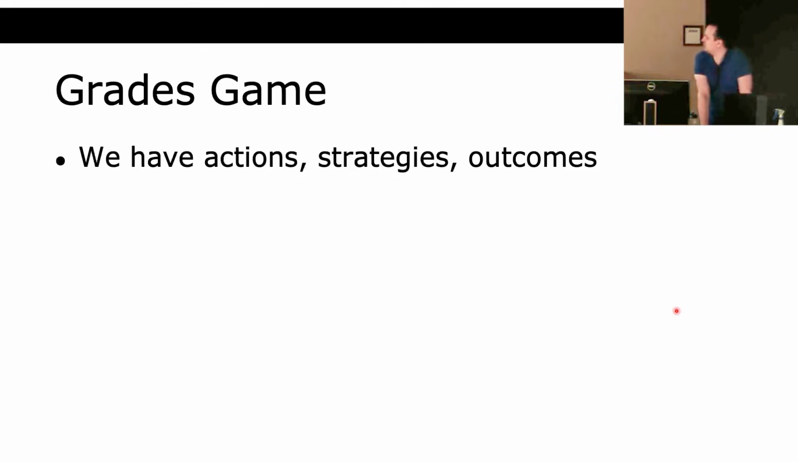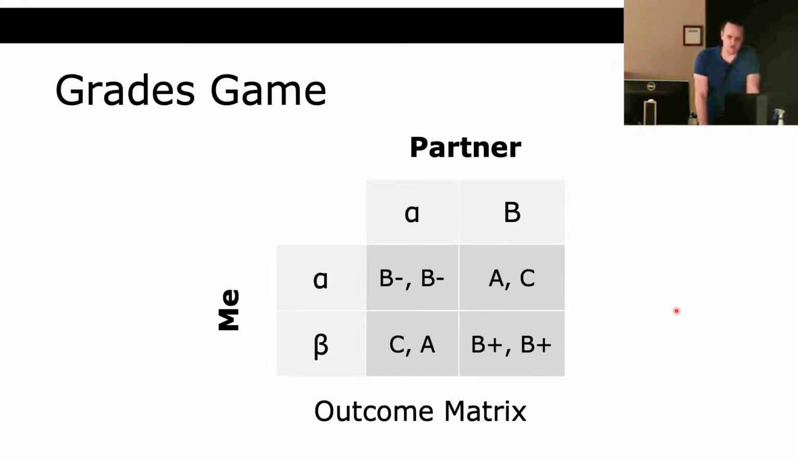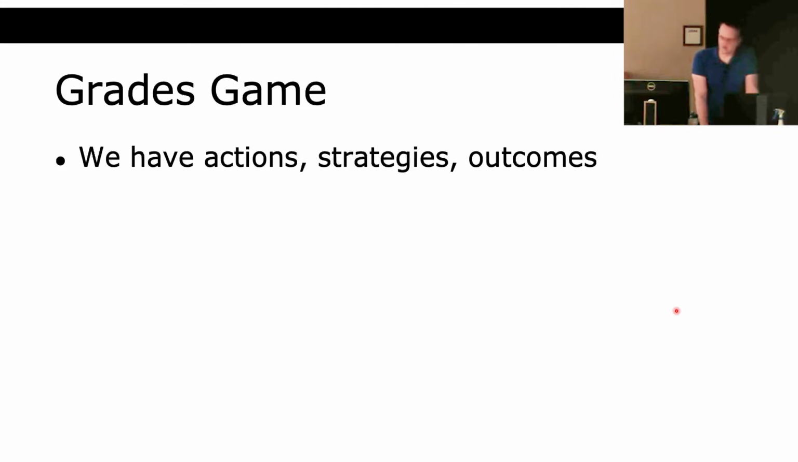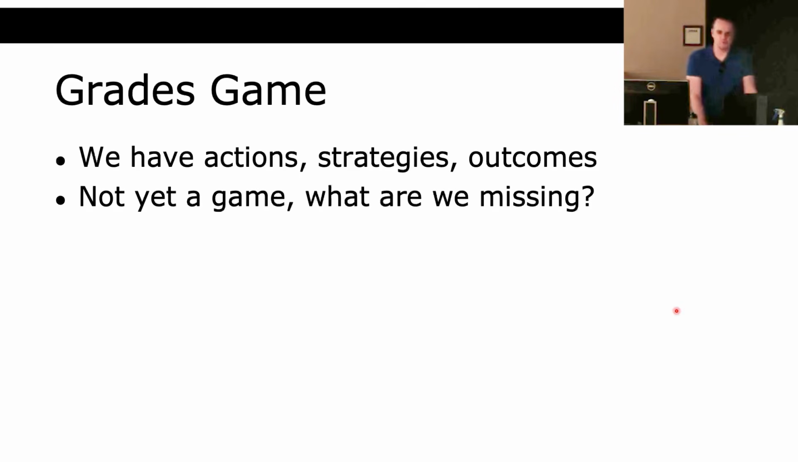So we have actions, strategies, and outcomes. A strategy here is an assignment of a choice to both players. So if I choose alpha and you choose beta, that is called a strategy. And the outcomes are the things in the matrix. But this isn't quite a fully formed game. Can anyone venture a guess at what we might be missing from this outcome matrix?